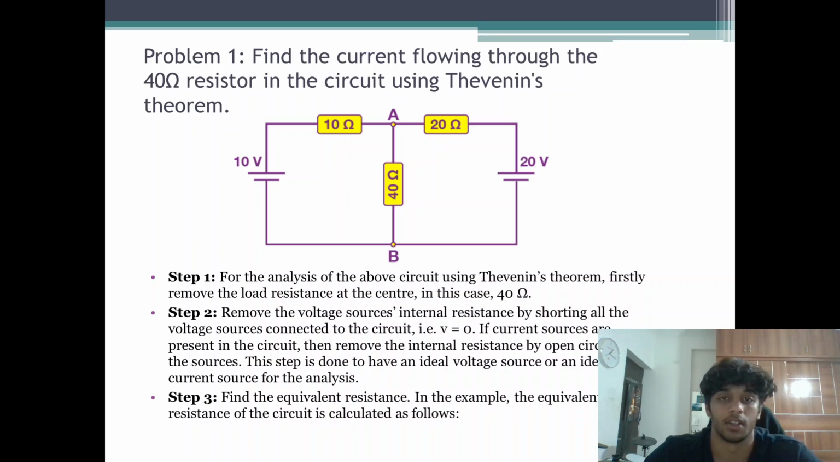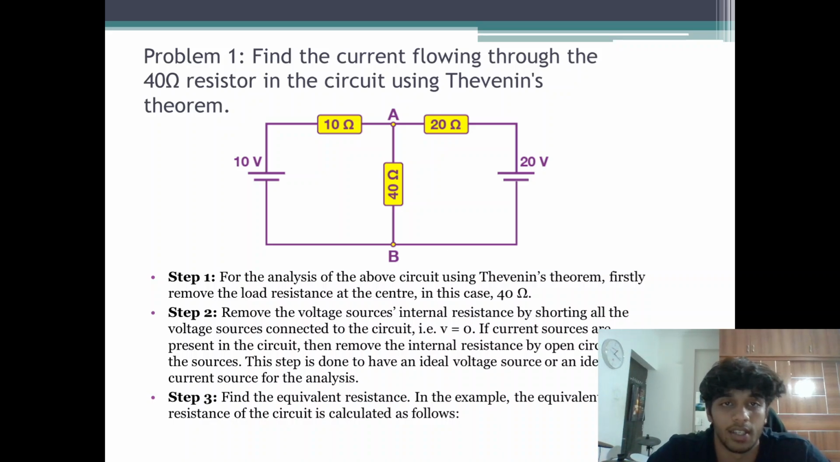Now, this is the first example problem. Like I said, we have to follow all the steps which I mentioned previously. So right now, let's apply these steps to an example problem. We are given a circuit where a 40 ohm resistor is connected to a network of resistors and sources. We need to find the current through the 40 ohm resistor using Thevenin's theorem. So we need to find the current which is passing through this 40 ohm resistor. That's what we need to do. So here's how to solve it.